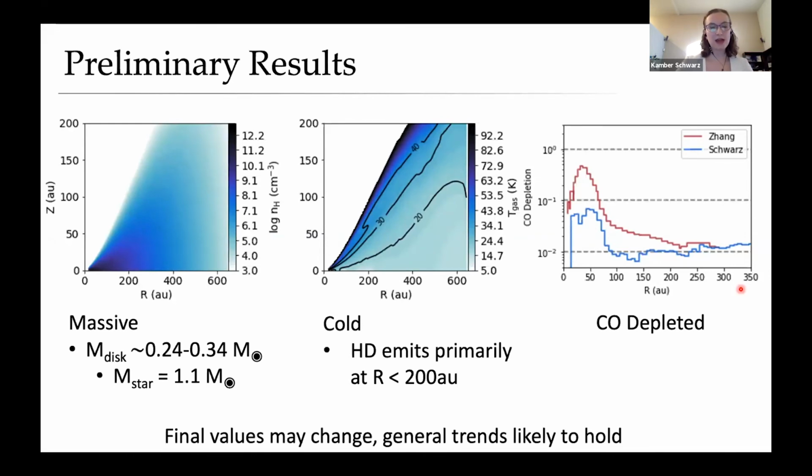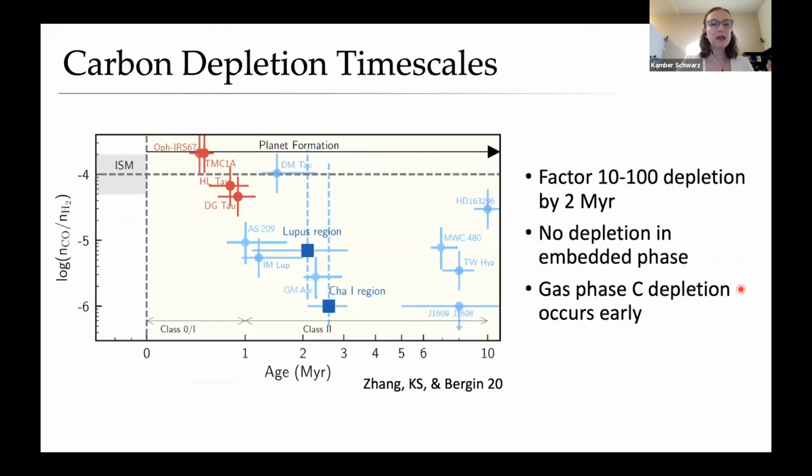Now, the last thing that I want to mention is the time scale of CO depletion constrained by observations. So this is a plot showing the CO abundance relative to H2 as a function of system age for a series of disks analyzed by Zhang et al. 2020. And then I've added a couple of points for the large program sources that were not already included. And you can see that by 2 million years, we find a factor of 10 to 100 depletion in the majority of protoplanetary disks. However, if we look at disks that are still embedded in their natal envelope, which are colored red on this plot, we find CO abundances consistent with the range that we observe in the ISM.